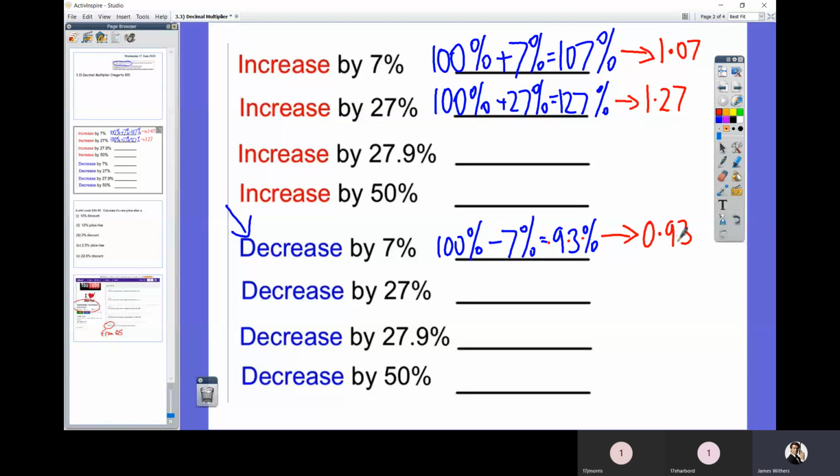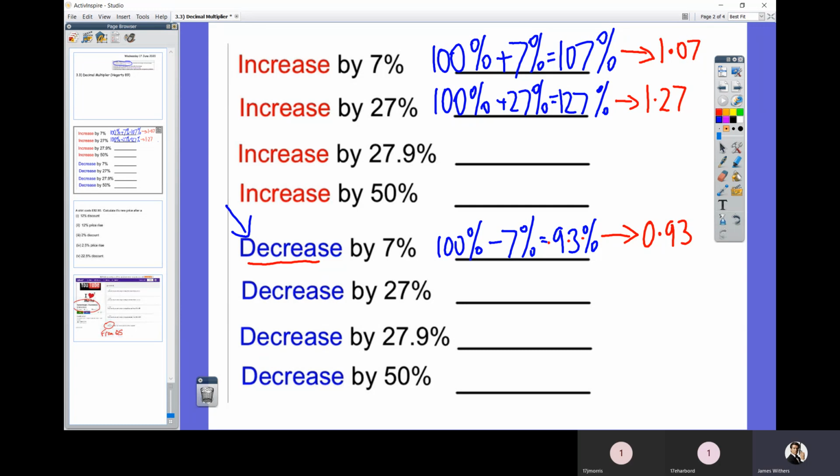Now, you would expect a multiplier when you're trying to decrease to be less than 1, because when you multiply anything by something less than 1, it gets smaller. And clearly we want the amount of money to get smaller if we're decreasing the price. So whenever you're doing any of these, just before you get your final answer, just double check. If I'm trying to increase it, have I got a multiplier greater than 1? If I'm trying to decrease it, have I got a multiplier less than 1?